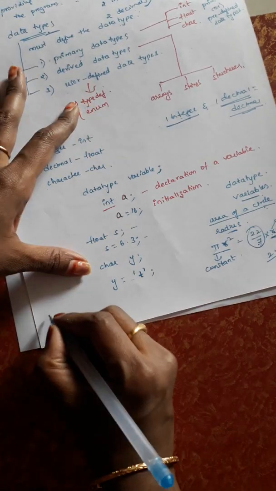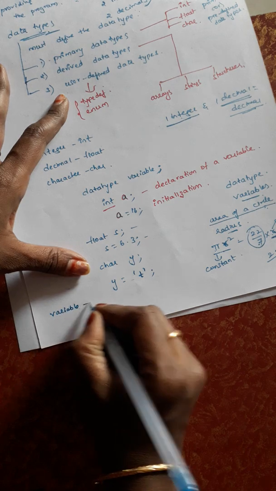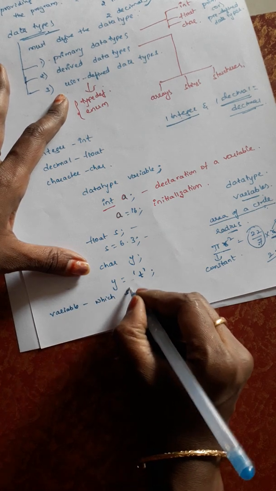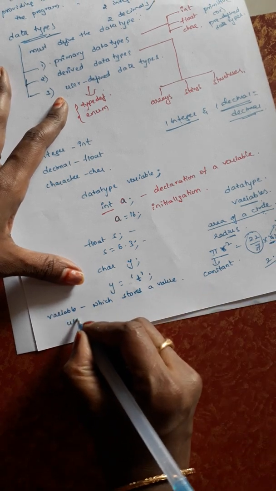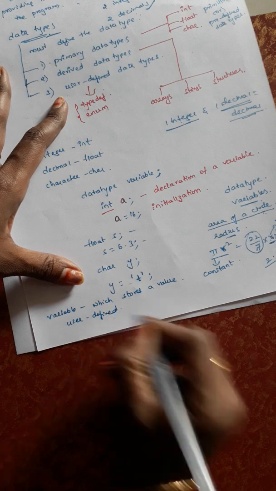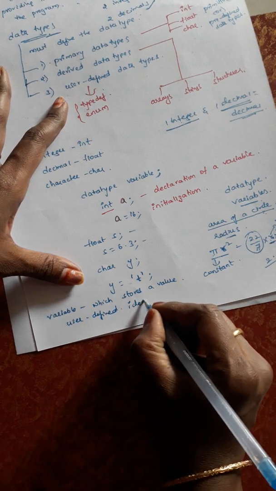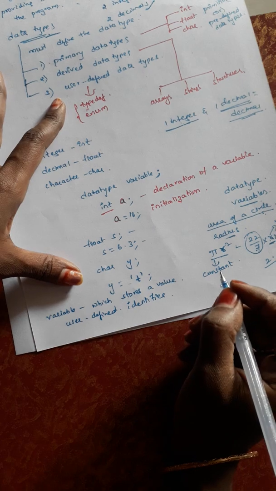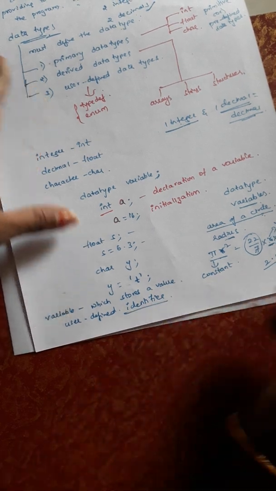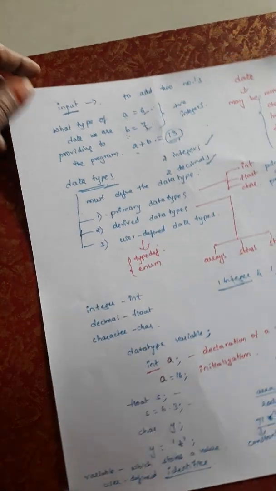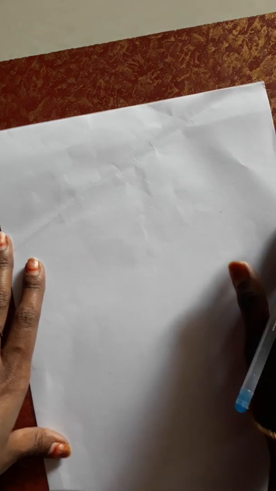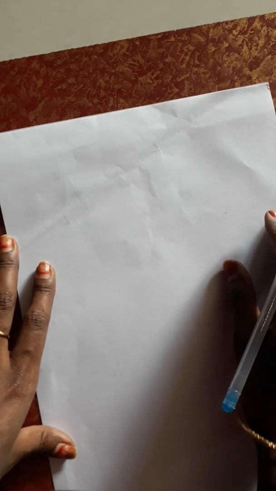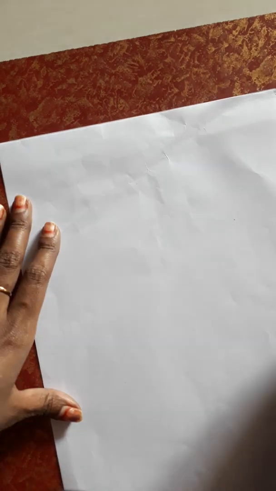So here, variable means something which stores a value. It is user defined. Who is defining? We are defining. So we also call it an identifier. To define the variables, we need to follow some rules, which we have already discussed. The first letter must be a character. Except underscore, no other symbol is used. Spaces are not allowed. Uppercase and lowercase are different.